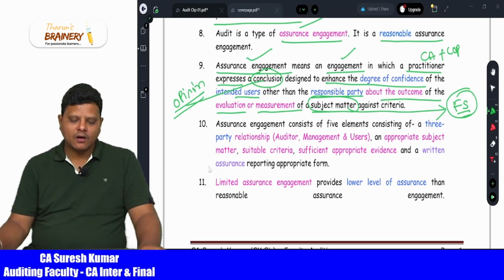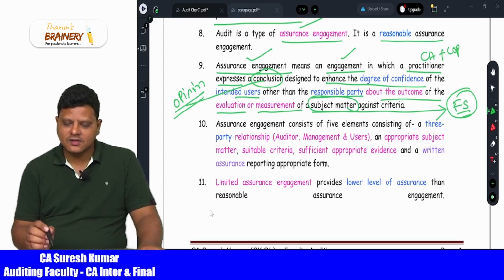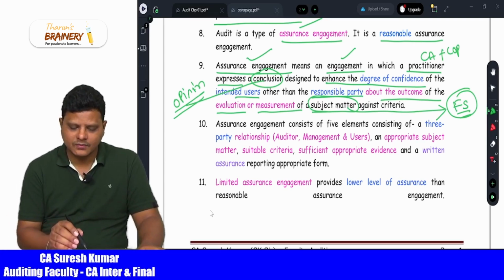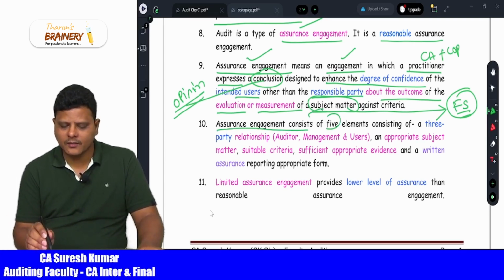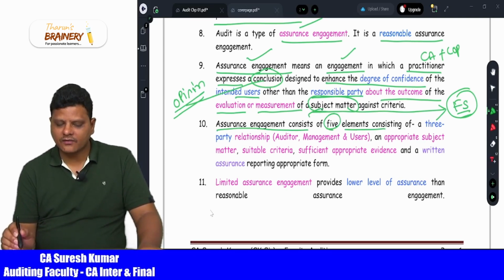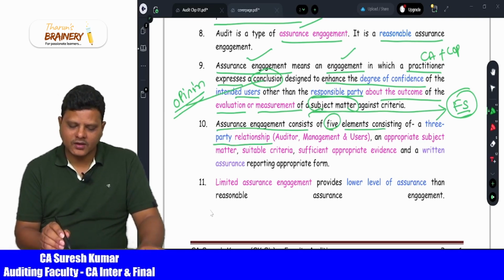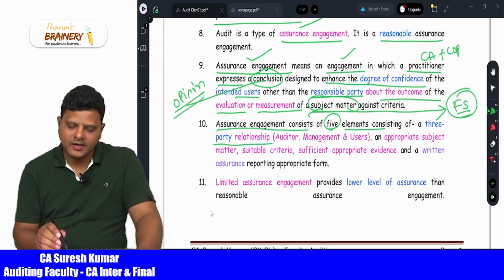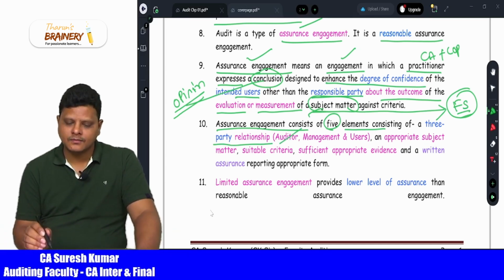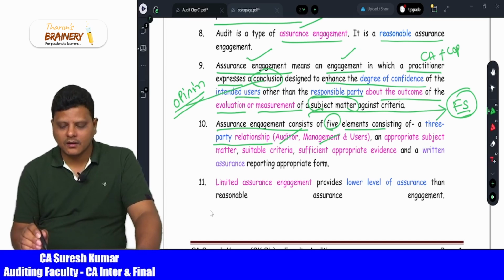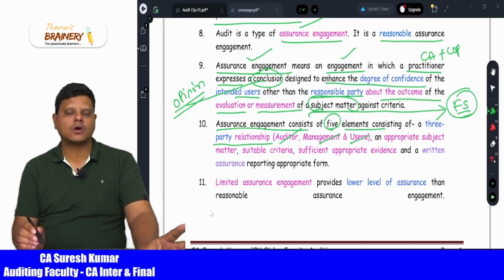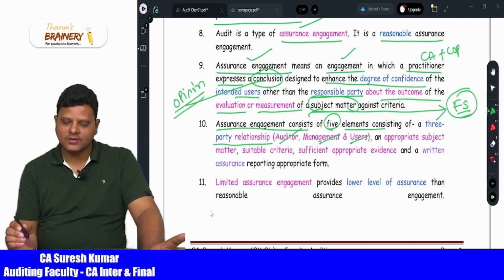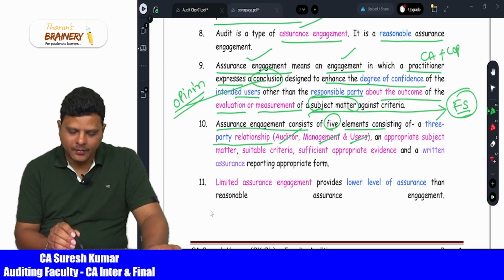Then assurance engagements consist of 5 elements. How many elements? 5 elements, consisting of a 3-party relationship. What is the meaning of 3-party relationship? There is going to be the auditor, one party, management, another party, and users, another party. It is called a 3-party relationship. Then subject matter, the 4th one.